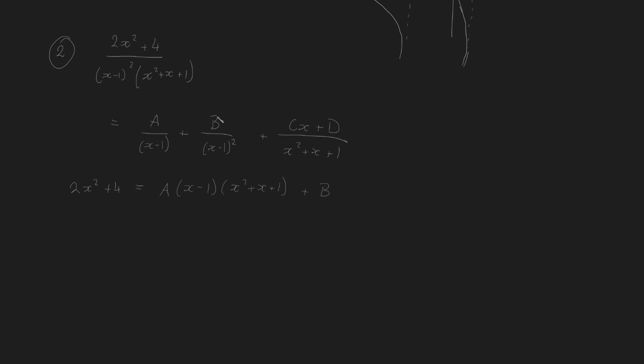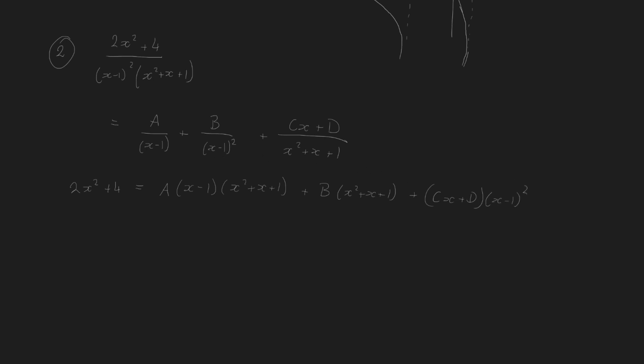Then the second term, we have b. We already have the x minus 1 squared, so we just need to multiply by the quadratic. So that's x squared plus x plus 1. And then finally, we have the cx plus d. We already have the quadratic, so we multiply top and bottom by x minus 1 squared.